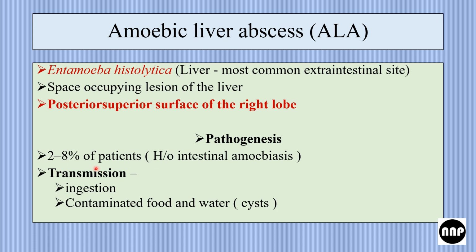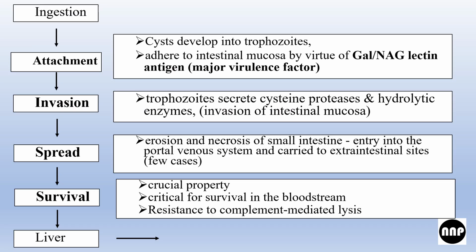Approximately 2 to 8% of the patients who have a history of intestinal amoebiasis get extraintestinal amoebiasis. So only 2 to 8%. And the transmission is through ingestion of contaminated food and water. The food and water is contaminated by the cysts of Entamoeba histolytica. Now let us read about the pathogenesis with the help of this flowchart.